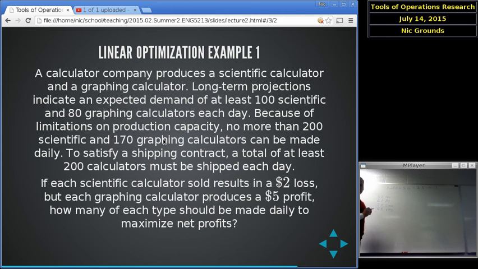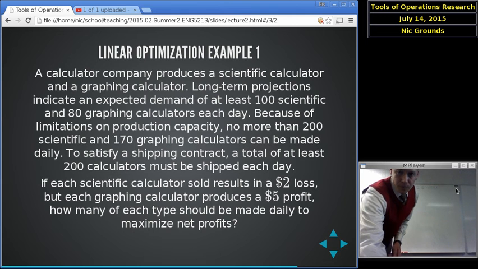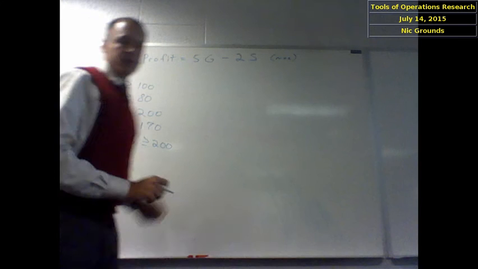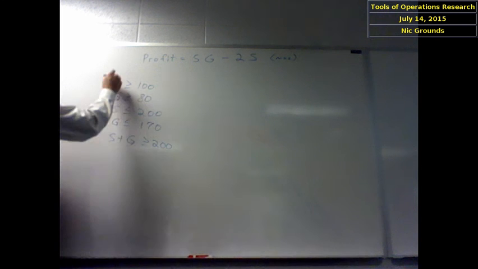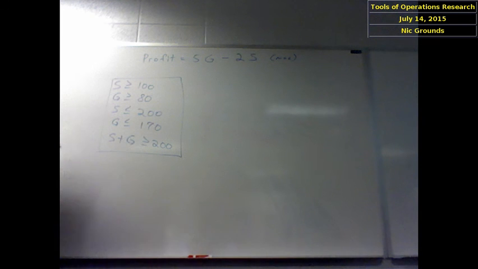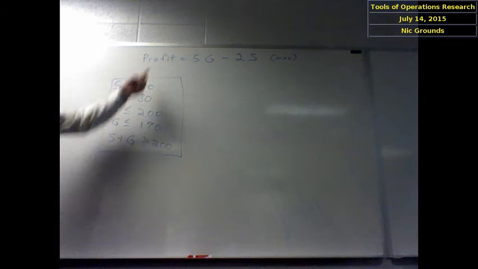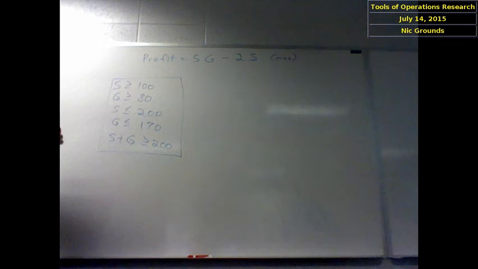And then finally, the shipping constraint suggests that S plus G, the total number of calculators made, must be greater than or equal to 200. So we must make at least 200 total calculators combined from scientific and graphing calculators. So these are the constraints. 5 constraints. Profit is the objective we're going to maximize.